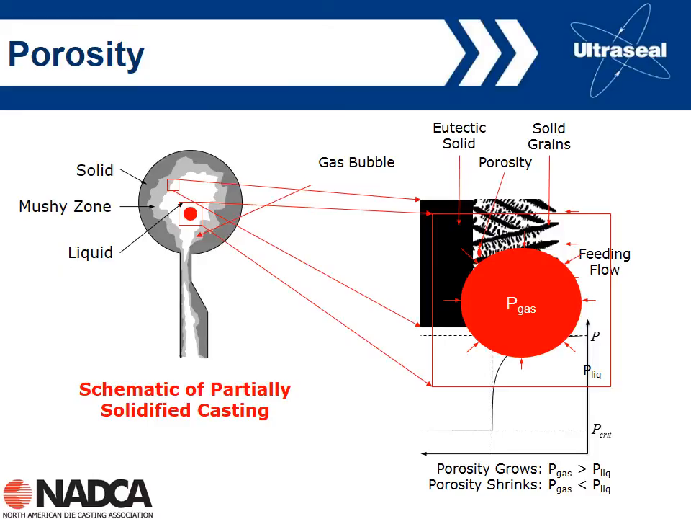Alternatively, we think about the other way around. If the pressure of the liquid is greater than the pressure of the gas, then the pore is going to shrink. And so we kind of know from our practical experience that this actually works. This is obviously why we use intensification in the die casting process. The goal obviously is to increase the pressure of the liquid to shrink down the size of the pores.